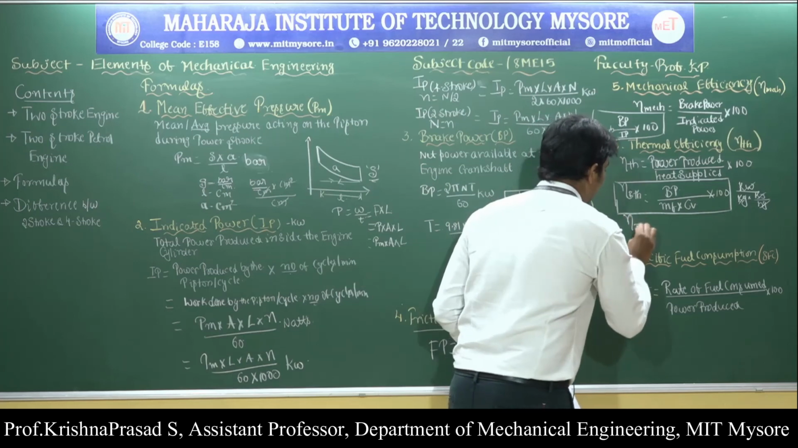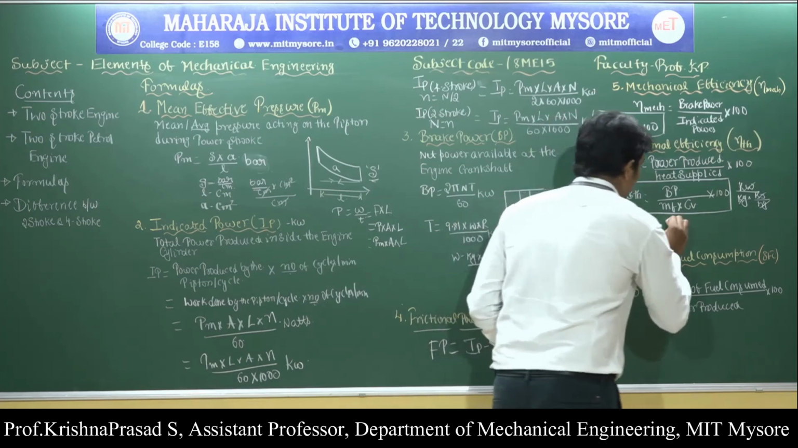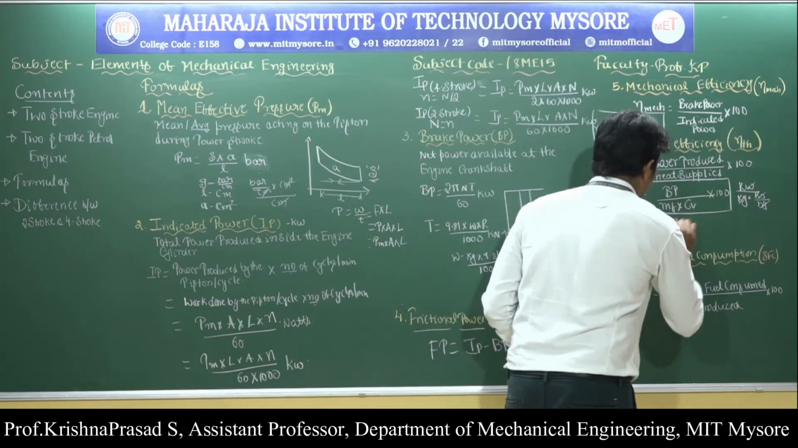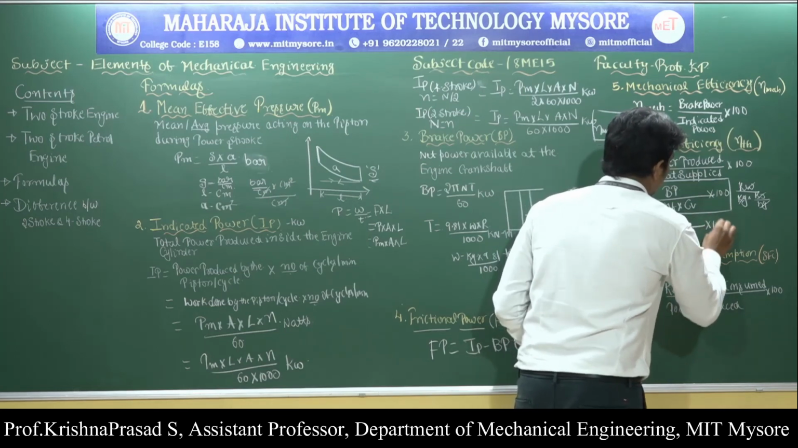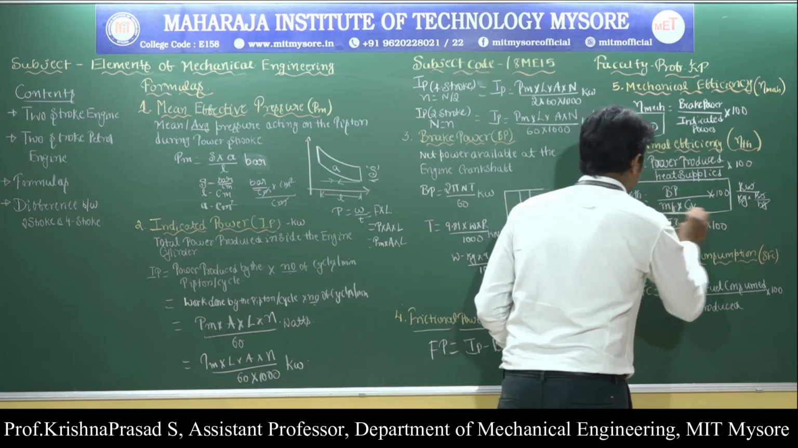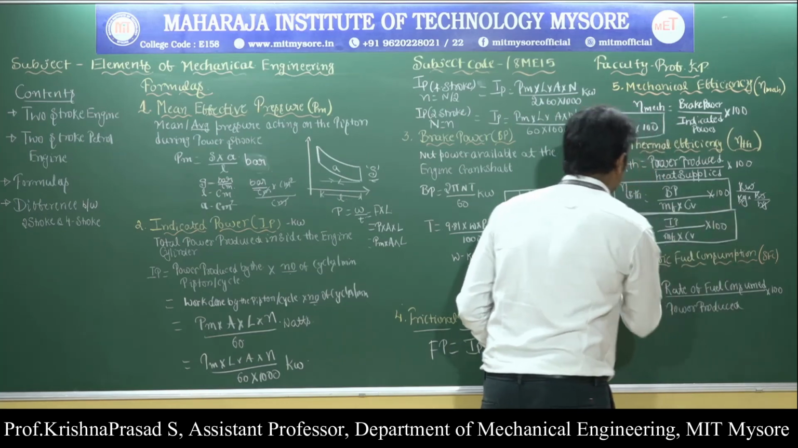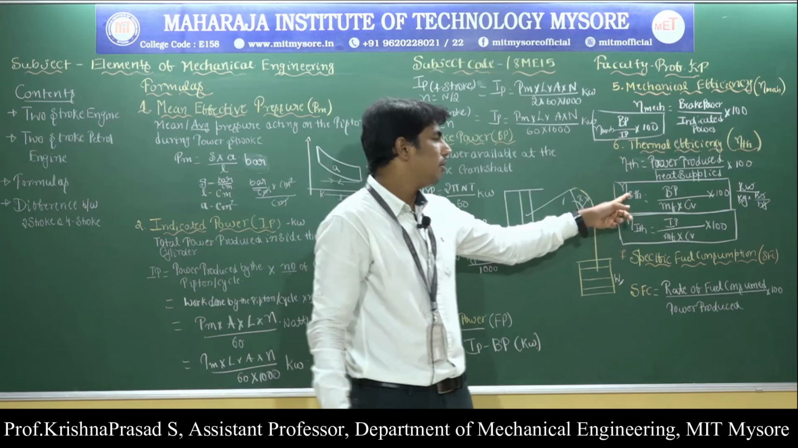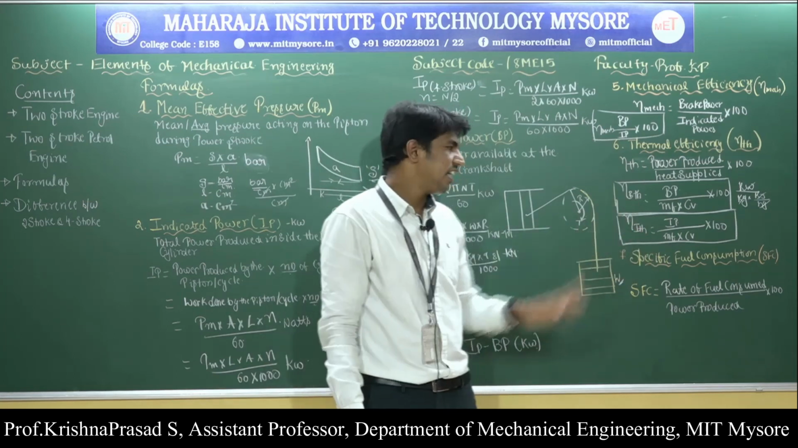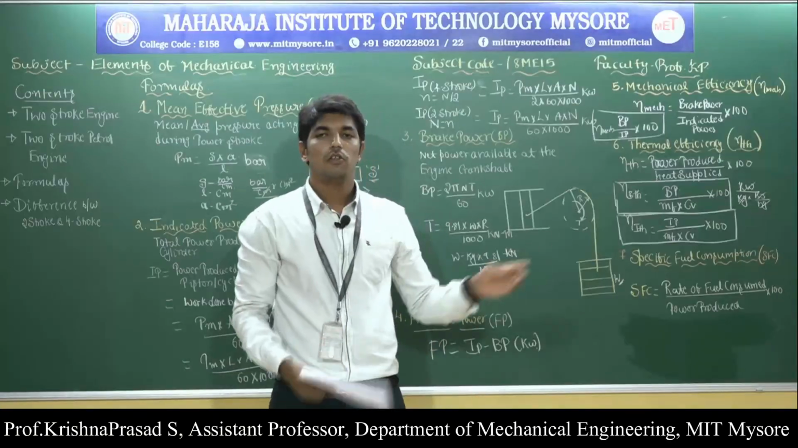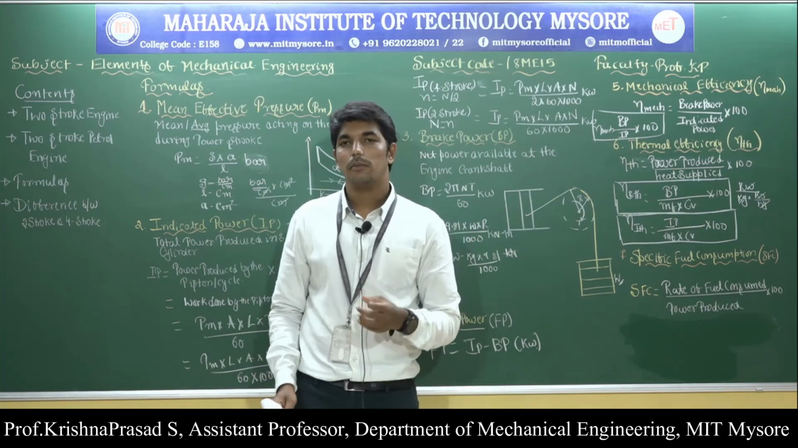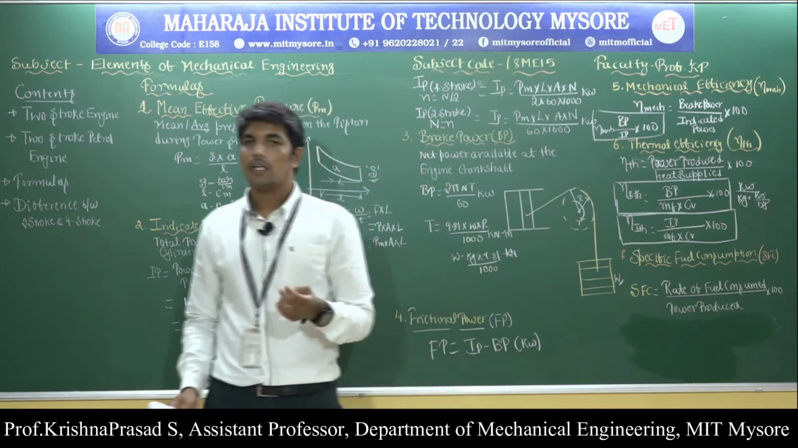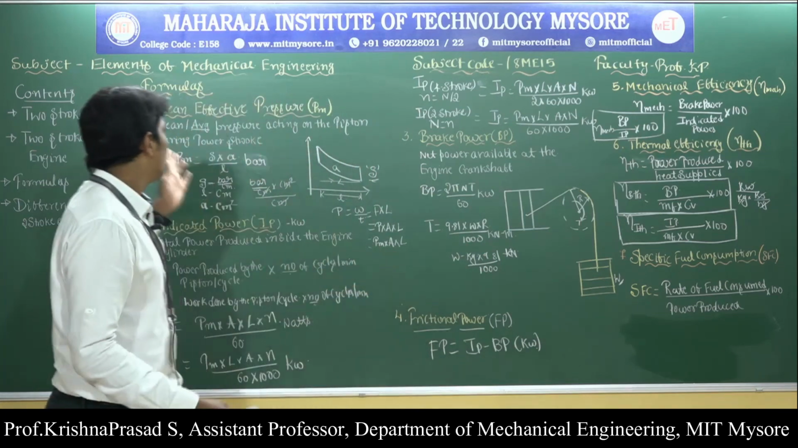Similarly, if you are taking indicated power, then the formula becomes IP by MF into CV into 100. So, this is regarding the thermal efficiency for brake power as well as indicated power. These are some of the main formulas we are going to use in the case of the internal combustion engine. Before going to the numericals, some basic formulas.